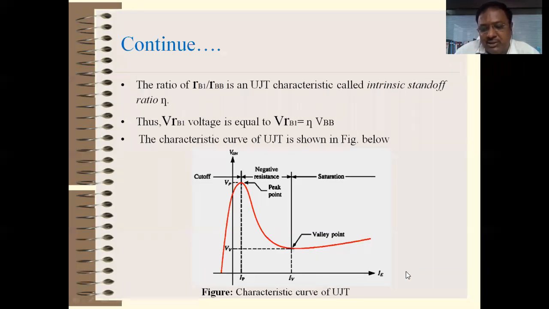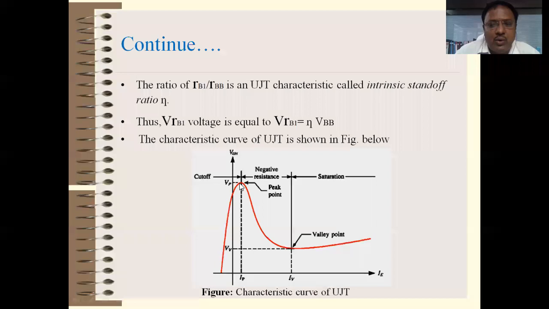After that, the current increases, but the voltage remains ideally constant, though practically a small current increases. So this particular region is called the negative resistance region, then the saturation region, and this is the cutoff region. Cutoff region from the peak point, right? IP is the peak current, and VP is the peak voltage. Before the peak voltage, that region is called the cutoff region. But at the peak, the voltage required to turn on or to break the PN junction is called the peak voltage.